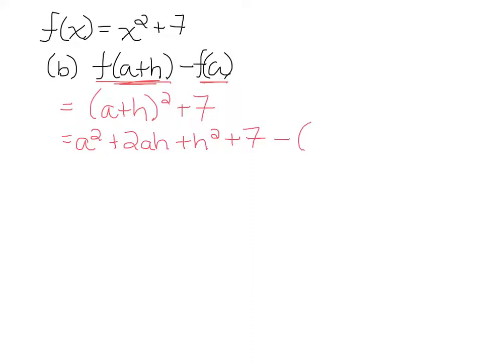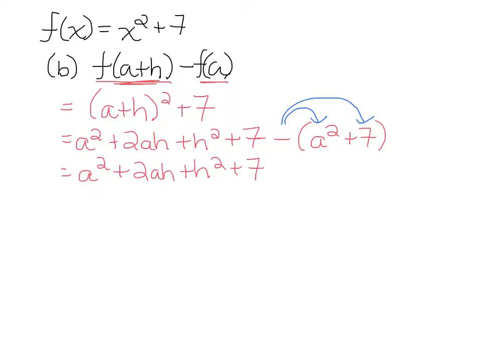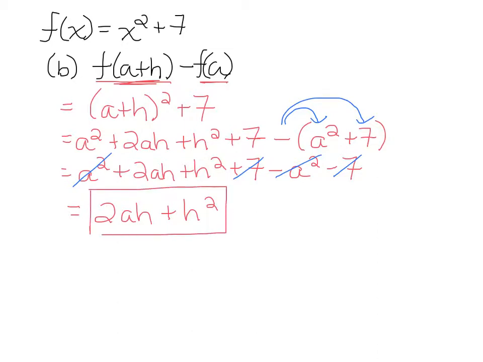Now we're going to subtract f of a, which is just replacing x with a. We'll need to distribute that negative sign here. So notice that the a squareds will cancel out, and so will the 7s. What I'm left with is 2ah plus h squared. And this would be the simplified expression for this portion of the problem.